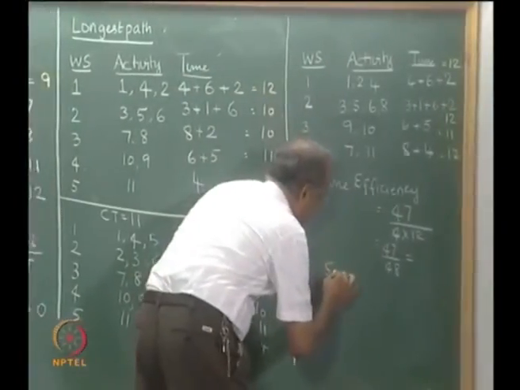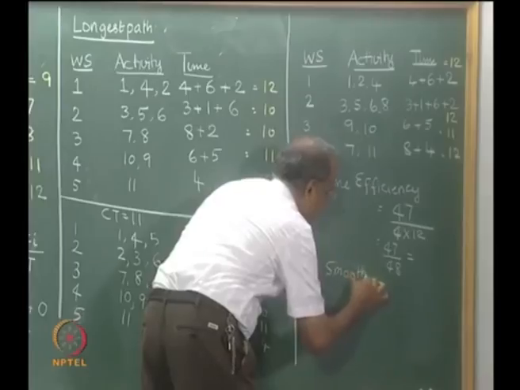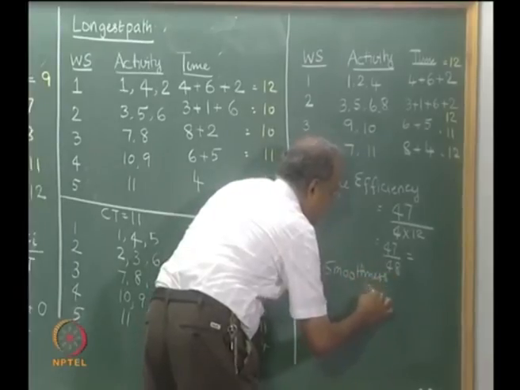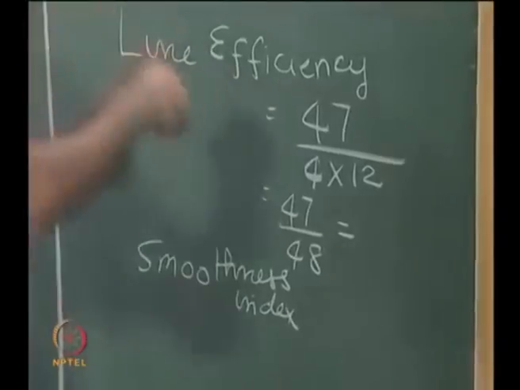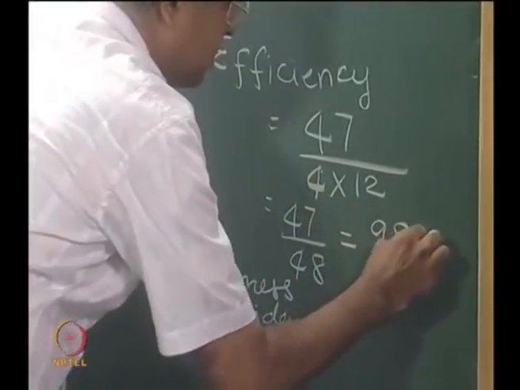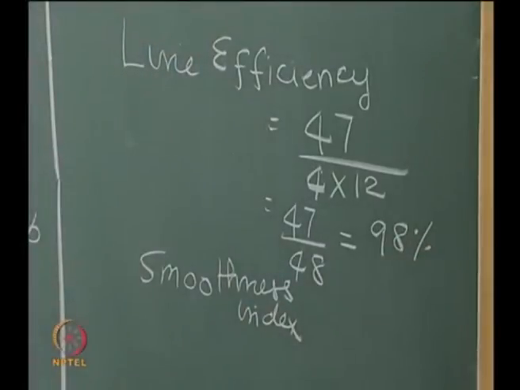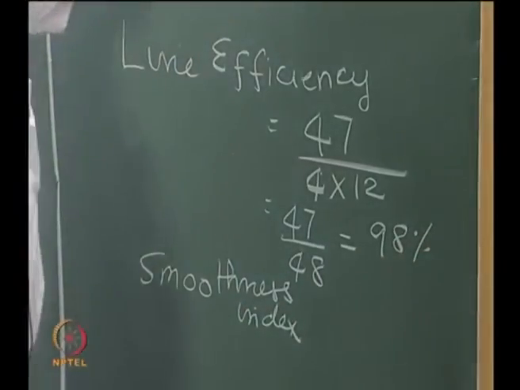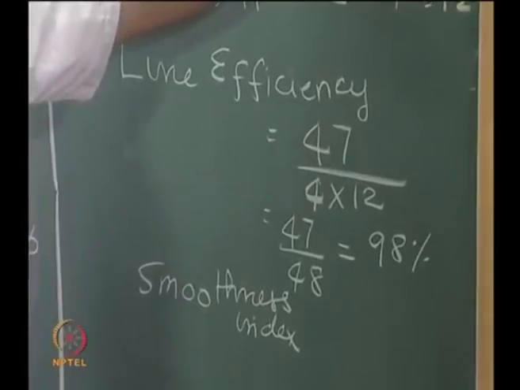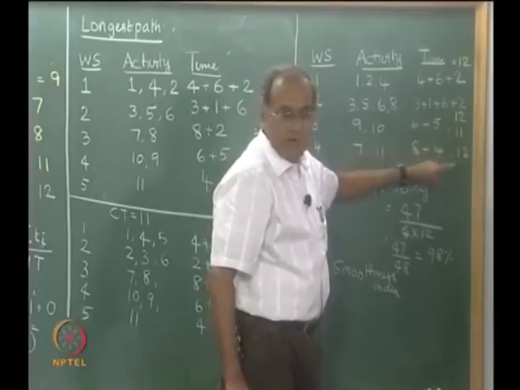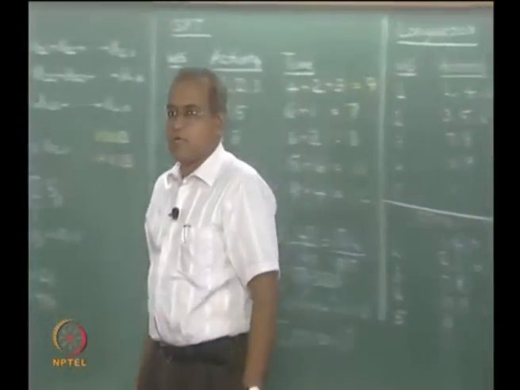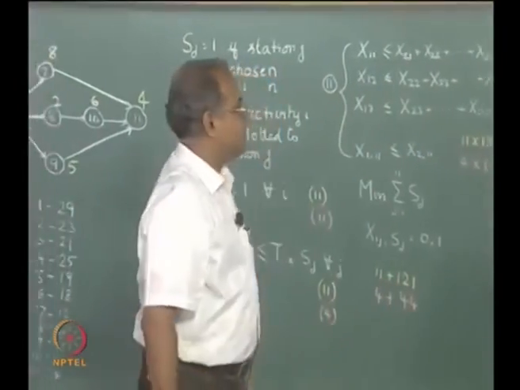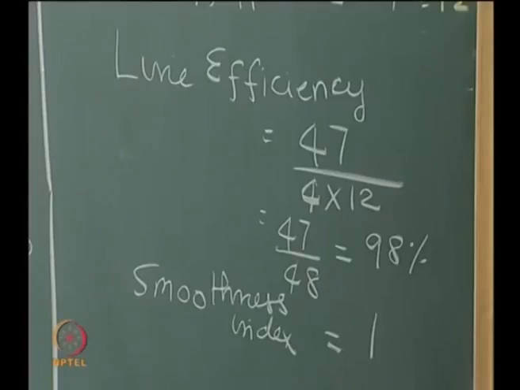And smoothness index, this is about 98%. The smoothness index will be 12 minus 12 the whole square plus 12 minus 12 the whole square plus 12 minus 11 whole square plus 12 minus 12 whole square, which will be 1, which is the smallest that is possible. So, this is how we solve the assembly line balancing problem.